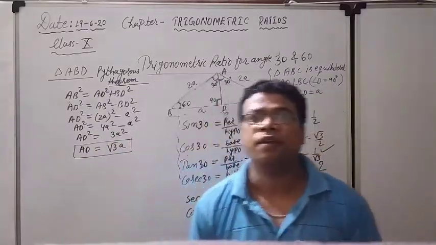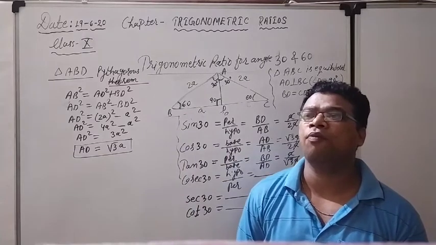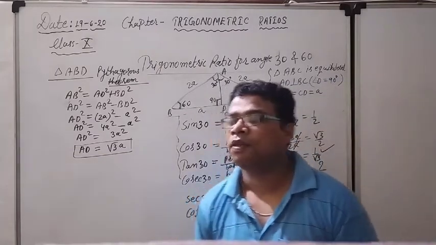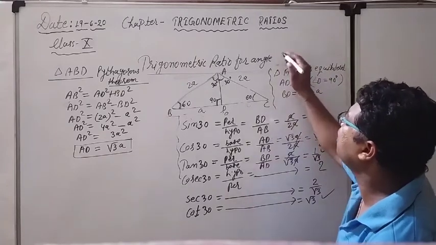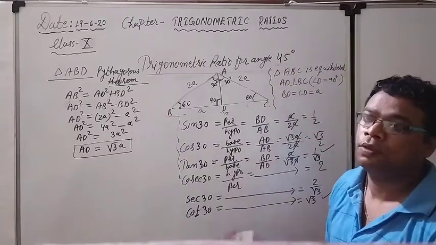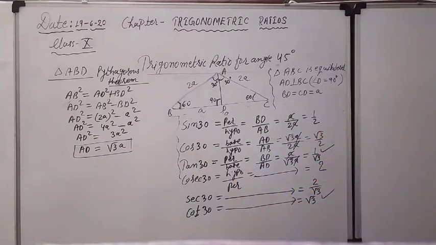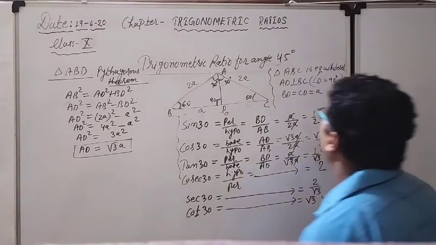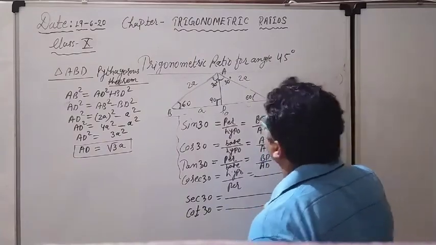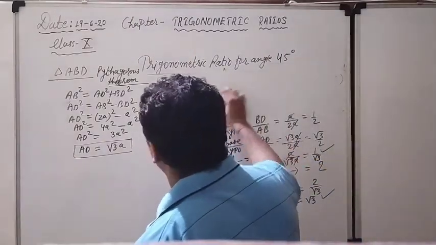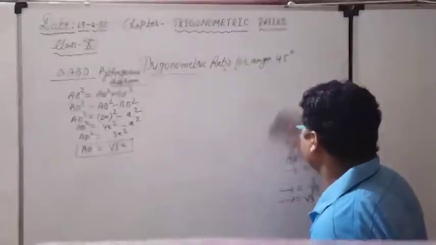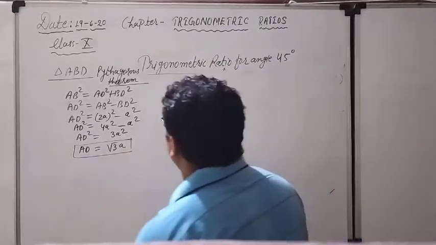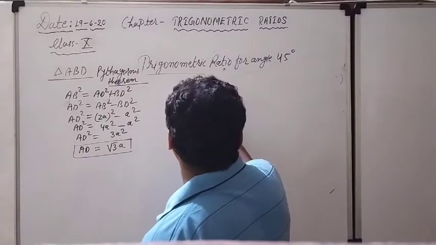Okay. Only one particular thing is remained for 45. Right now see I am going to find out the values for 45 also. Right now see we have to find out the 45 value. Again I am rubbing the board. See here. First one right angle triangle we have to require.